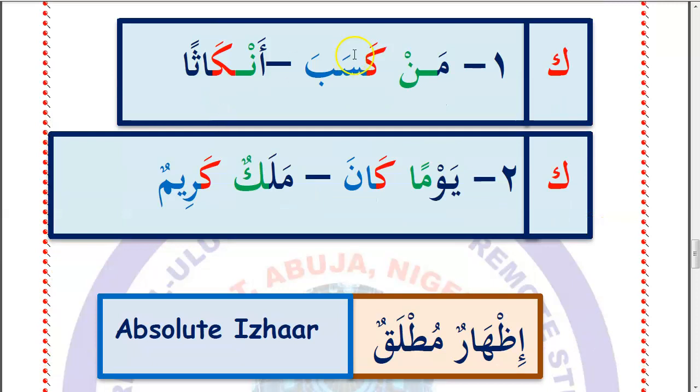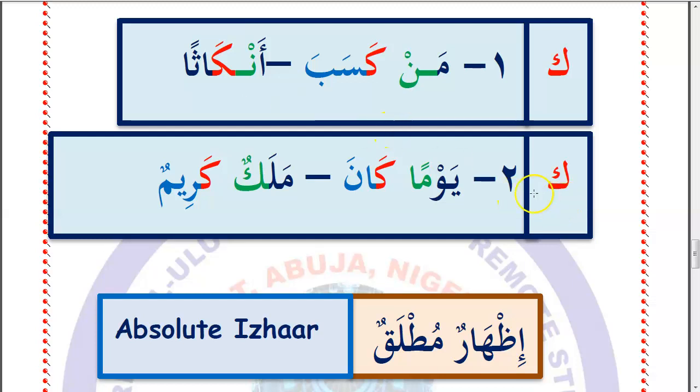Now kafun appearing after nun sakina. How do we read this? Man kasabe. Here is another one. Kafun after nun sakina. Ankafa. The rule of the nun sakina here is Ikhfaa. The reason why is because of the appearance of kafun after nun sakina.